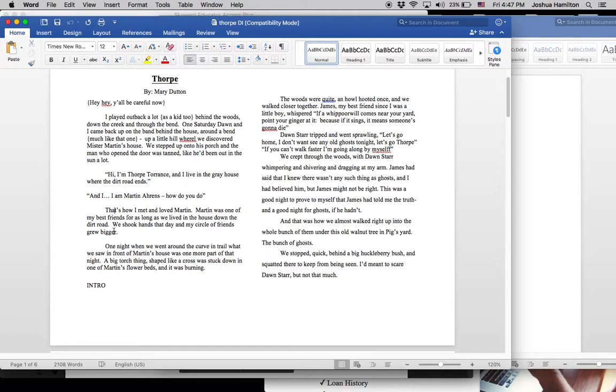Martin's definitely hesitant, right? You've got to get that emotion across somehow. And Thorpe is probably as well hesitant, but trying to make the connection.